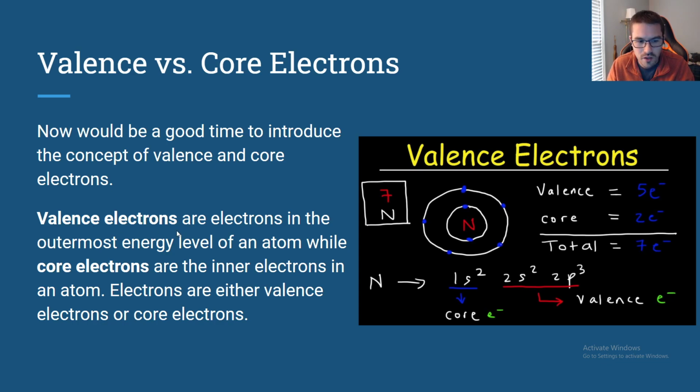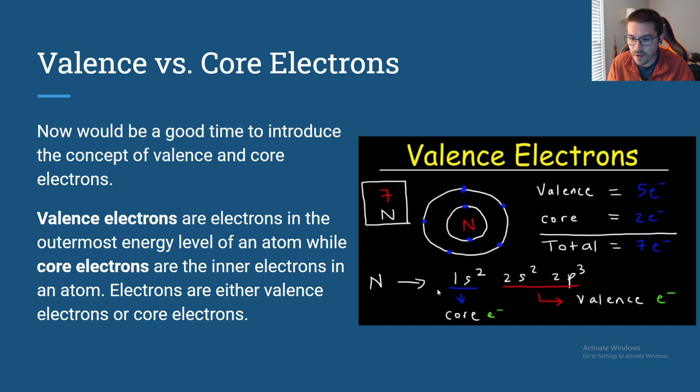Valence electrons, I think a lot of you have heard this term before and sort of know what this is. Valence electrons are the electrons in the outermost energy level of an atom. So in this little drawing here, we would say that these 5 electrons in nitrogen, these 5 electrons on the outside, would be valence electrons. Core electrons are all the other electrons, so they're the innermost electrons in an atom. Electrons are either valence electrons or core electrons. So the core electrons for nitrogen here are just the 2 that exist in that first energy level.